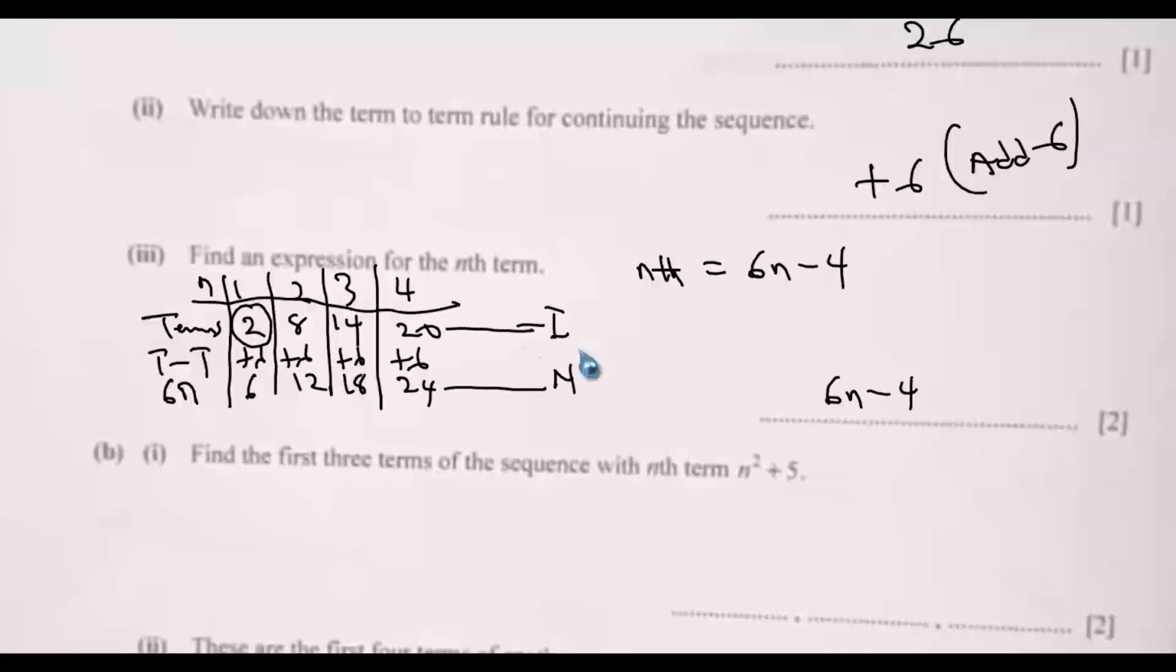That is correct. If n is 2, you have 6 times 2, that is 12. 12 minus 4, you have the 8 here, and so on and so forth. So that is correct. So let's scroll down.